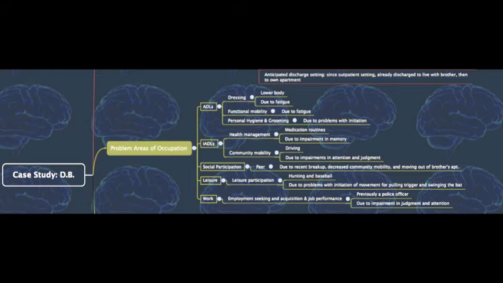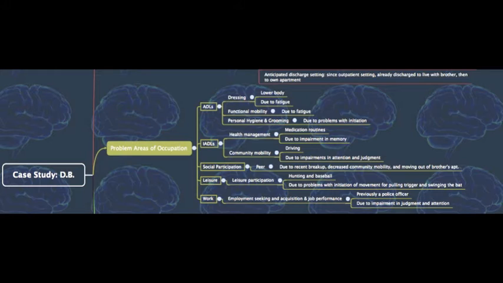So the problem areas of occupation, we'll start with ADLs, lower body dressing due to fatigue. Also functional mobility is also due to fatigue. Personal hygiene and grooming, he has problems with initiation, so that affects his grooming. And then IADLs are health management and community mobility. For health management, he needs help with medication routines due to impairment in memory. And community mobility, he really wants to get back to driving, and he can't do that due to impairments in attention and judgment.